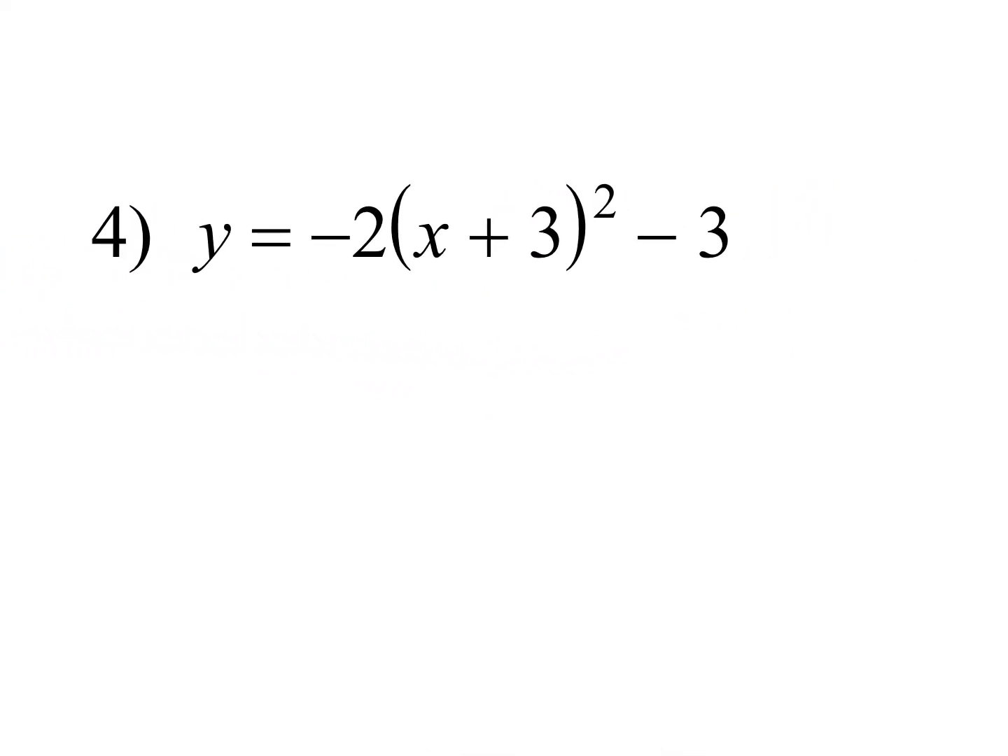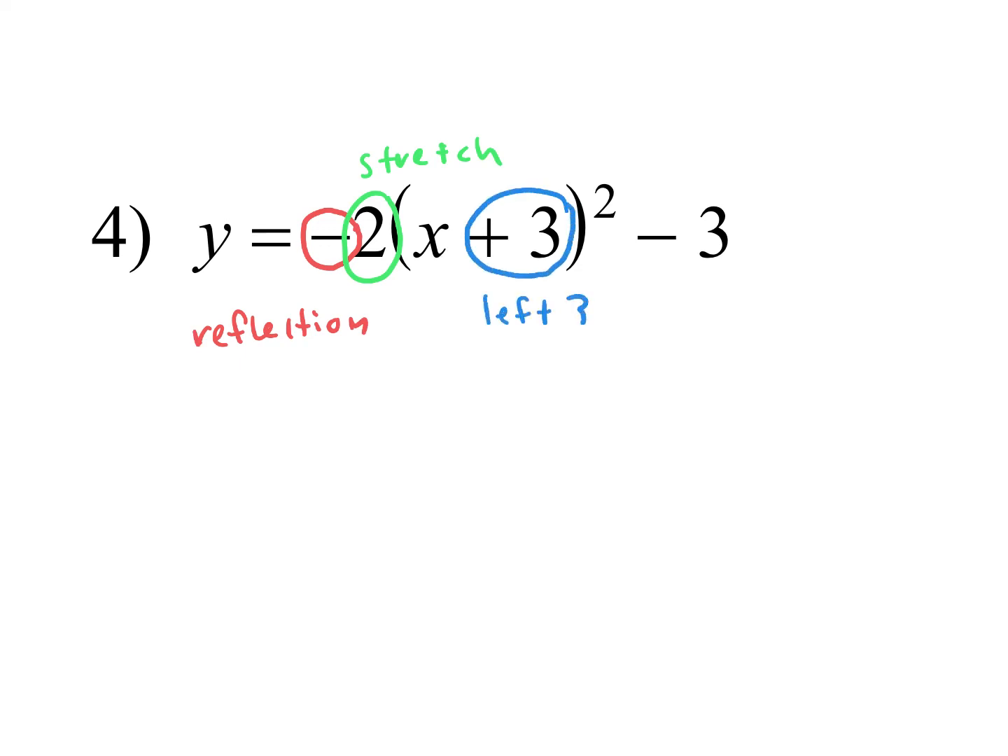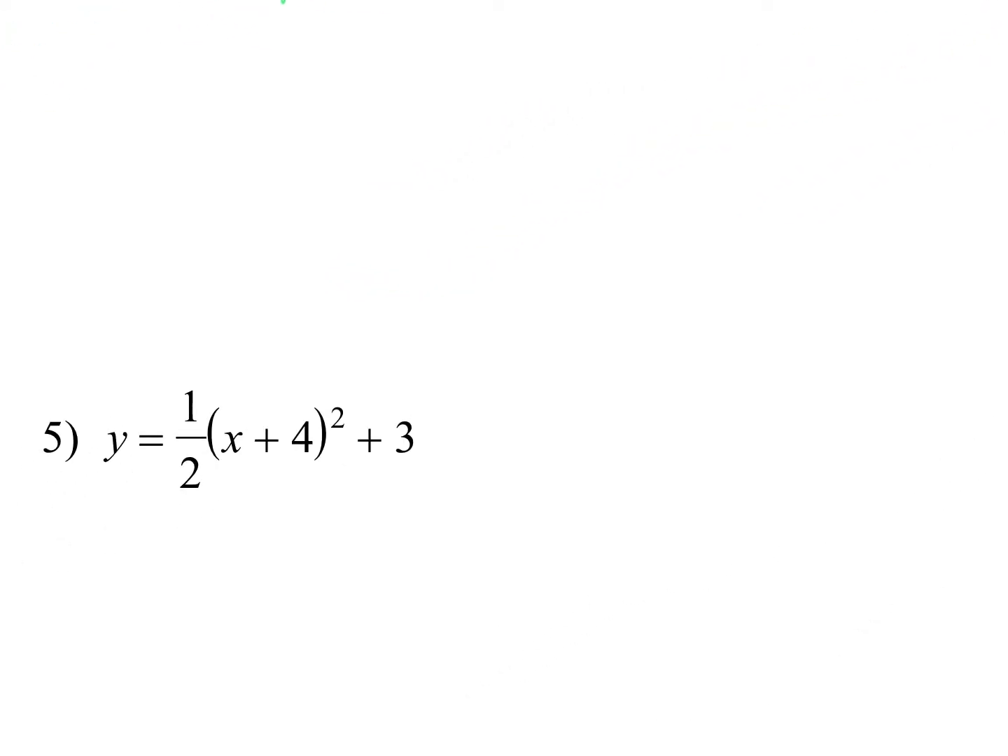All right, 4. What does the negative outside do? Reflection. What about the 2 being multiplied outside? Stretch. What about +3 on the inside? Left 3. And -3 on the outside? Down 3. Any questions there? Okay, 2 more just like those.